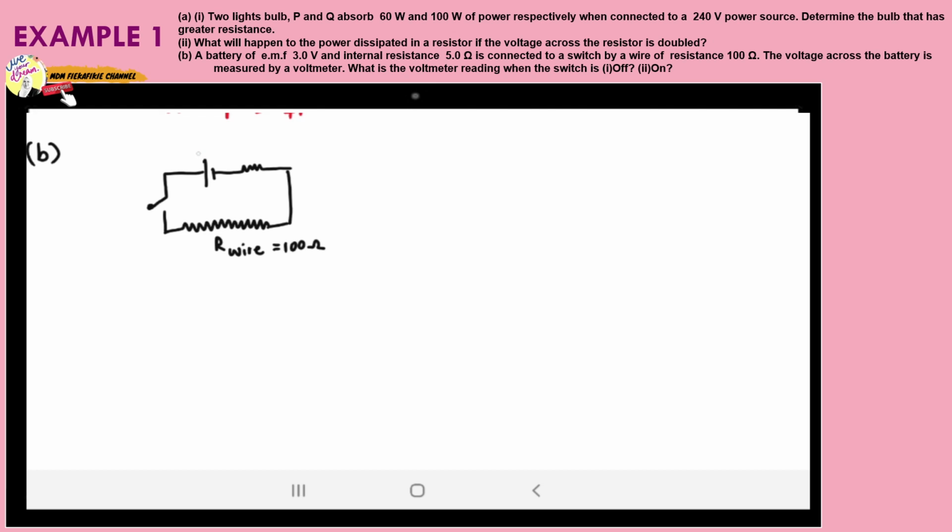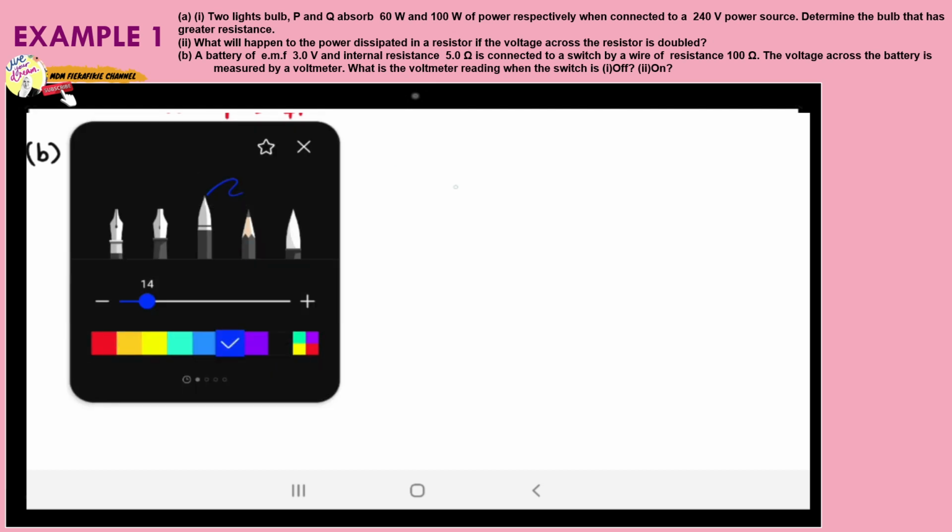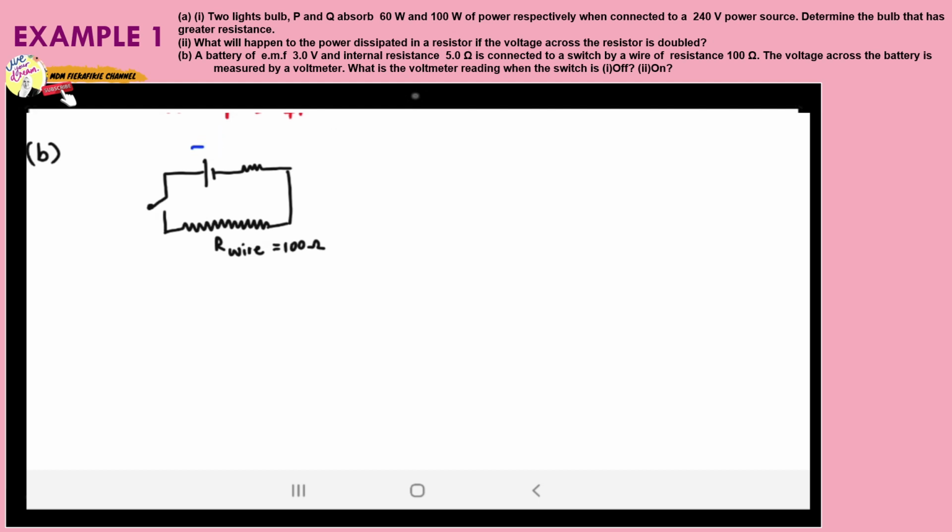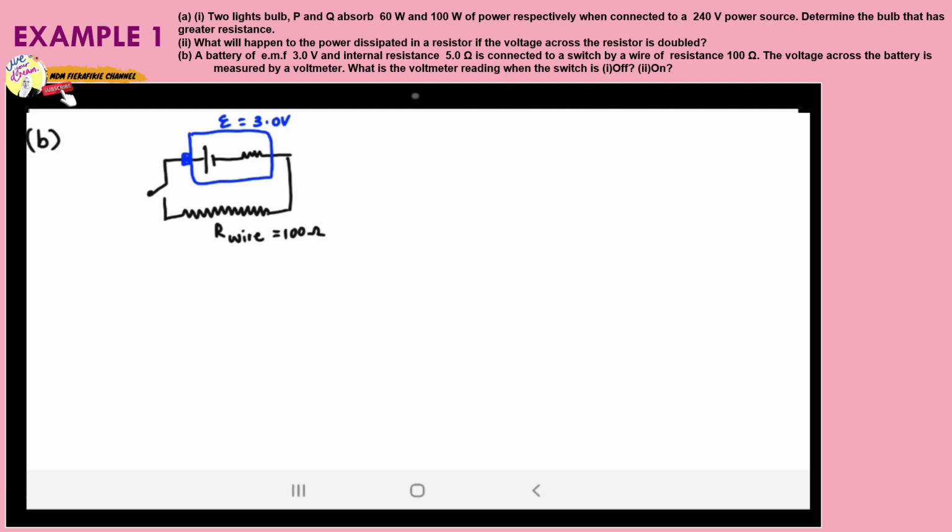Where the EMF, so this is the EMF, this is the battery. The EMF is given as 3.0 volt, and the internal resistance is also given, so r is equal to 5 ohm. So now what happened? What is the reading of the voltmeter when the switch is off?